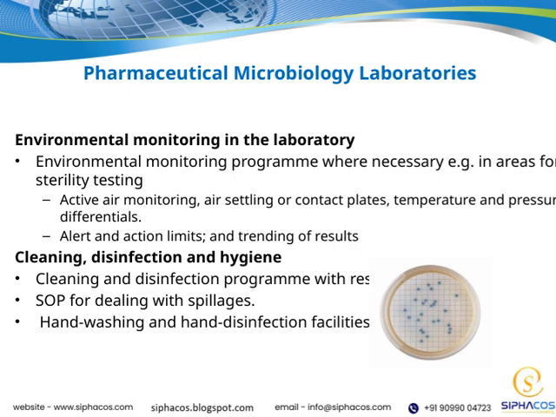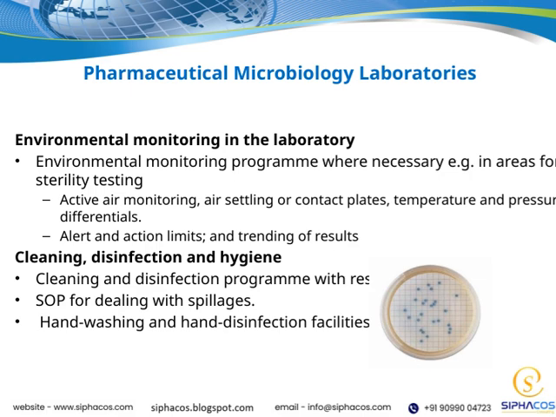Monitoring temperature and pressure differentials also helps us maintain the optimal environment and quickly identify any deviations that could impact product quality. It's essential to set alert and action limits for these monitoring results. These thresholds help us determine when results are within acceptable ranges or if immediate action is required. Trending these results over time allows us to identify patterns or potential issues before they become serious problems.